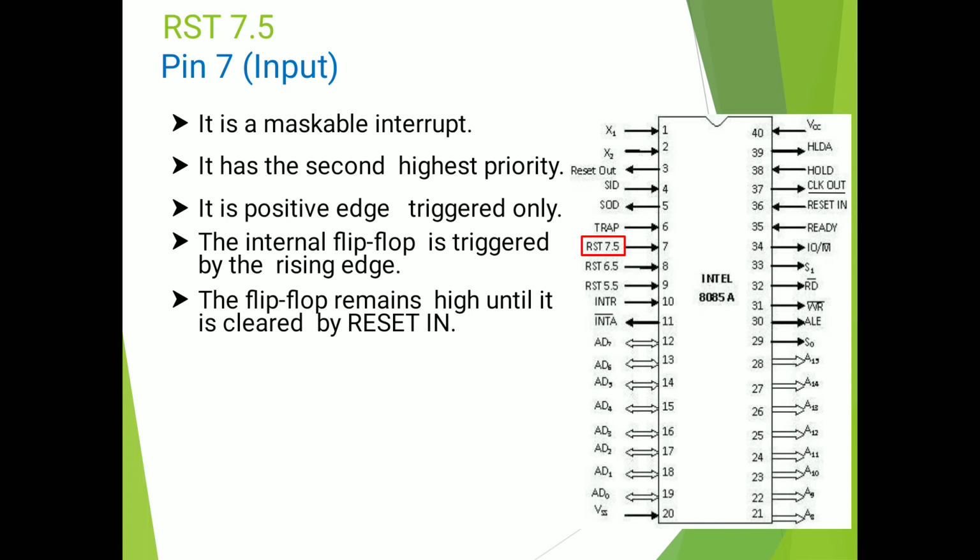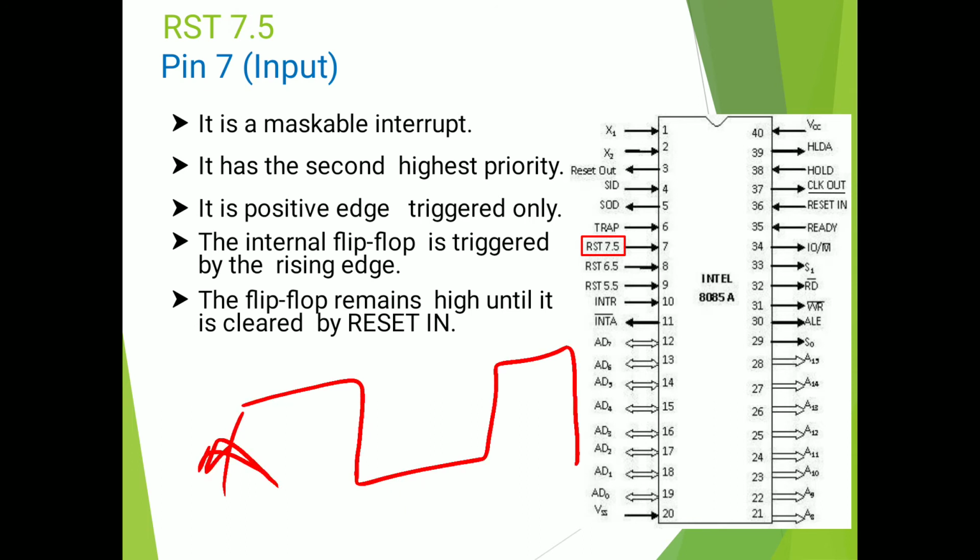RST 7.5, it is a maskable interrupt. That means it is affected by other input signals. It has the second highest priority after trap. RST 7.5 has the second highest priority. It is positive edge trigger only. That means positive edge triggering. The internal flip-flop is triggered by the rising edge. The flip-flop remains high until it is cleared by reset in.